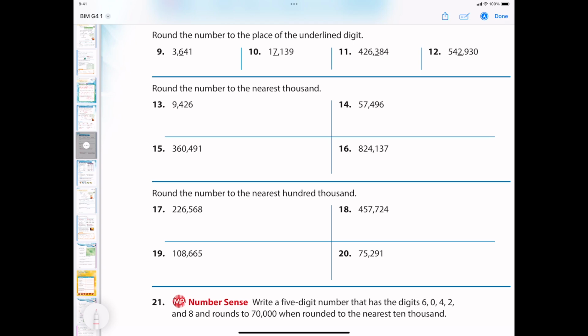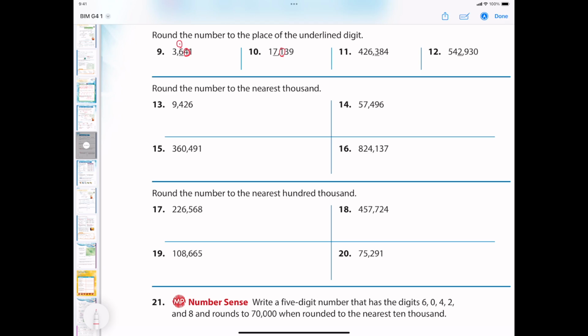All right, welcome back, guys. I'm sure you've done your work, okay? Individual work. So I'm going to give you the answers, okay? If you have any questions, please do not hesitate to raise your hand. All right, so round the number to the place of the underlined digit, which means what? The target number is the underlined digit. So all we need to do is what? Check the neighbor number, okay?